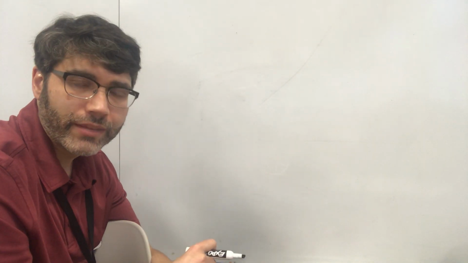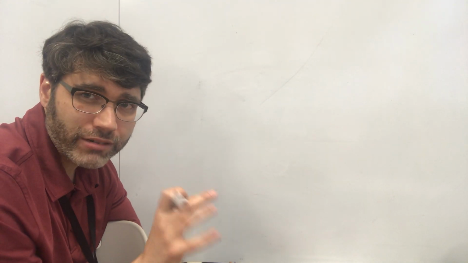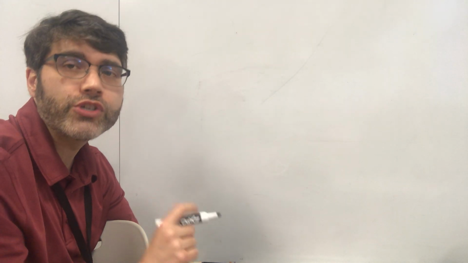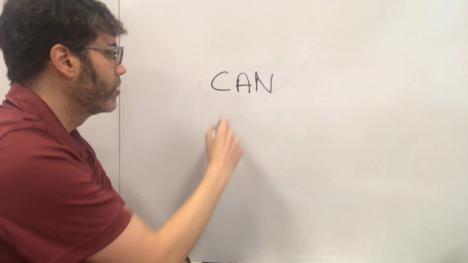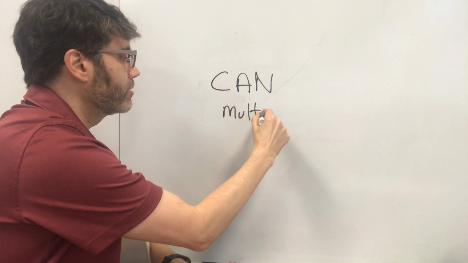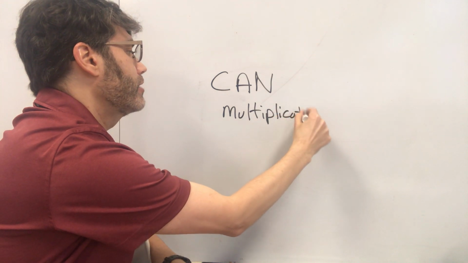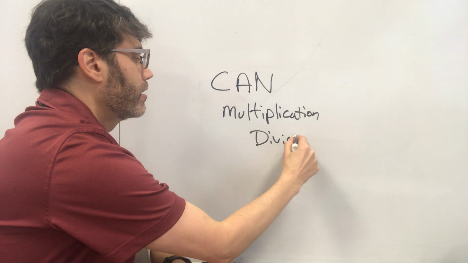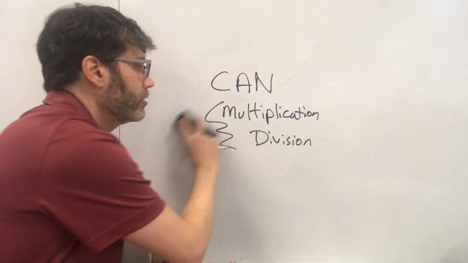Here's the thing. When you have unlike terms, that addition and subtraction that you can't do with unlike terms, you can do with multiplication or division. Okay, you can do it for these operations. Okay, let me show you.